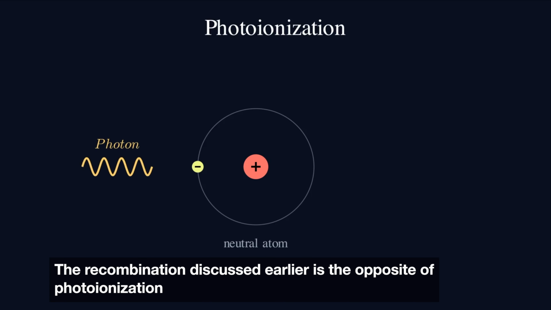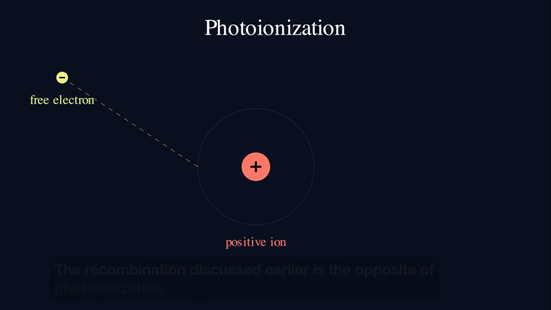Photoionization refers to the phenomenon of when a photon collides with an atom with enough energy to release an electron, which creates a positive ion.